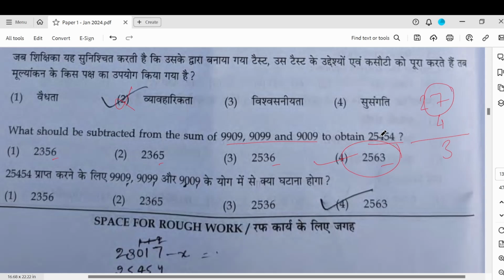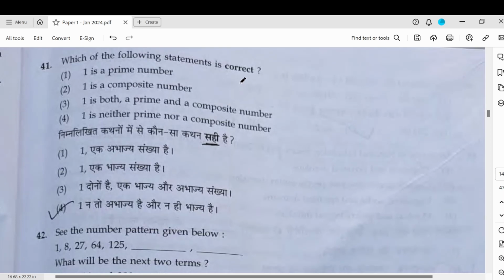And for a qualification paper, I feel this was too easy, because just by elimination you can get this answer. Nobody has to even add or subtract to get there. But anyway, this is the correct answer. 41. Which of the following statements is correct? One is a prime number. No, it is both. No, it is neither a prime nor a composite number.